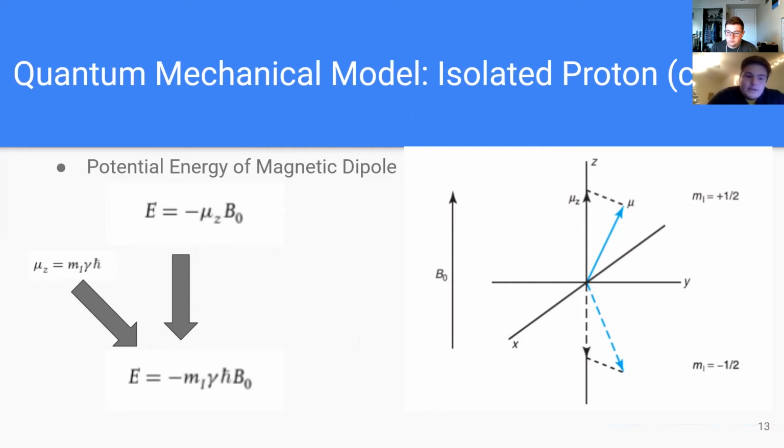These can be represented by the potential energy of a magnetic dipole equation, which is E equals mu z, your magnetic moment, times the applied magnetic field. Now, using the previous equation from the last slide and combining it with that E equation, we can get your potential energy in terms of your magnetic quantum number, 2 constants, gamma, which is specific to the nucleus, h bar, which is just a universal constant, and then B0, which is your applied magnetic field.